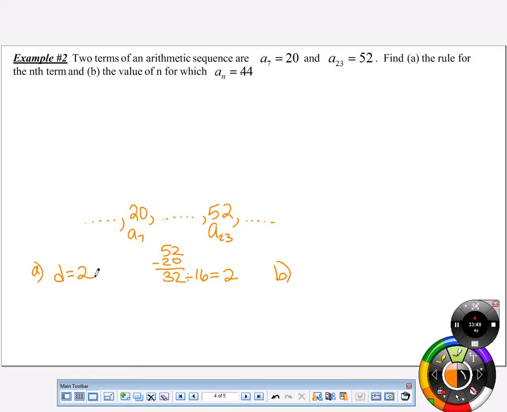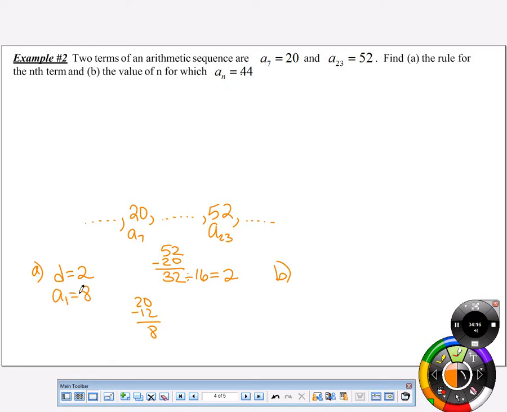All right, you guys said the important things were the common difference and the first term. How do I get that first term? Yes? Okay, good. Basically subtract 2 6 times from the 7th term, right? So how much am I subtracting in total? 12. Okay, so 20 minus 12 gives me 8. So my first term is 8.